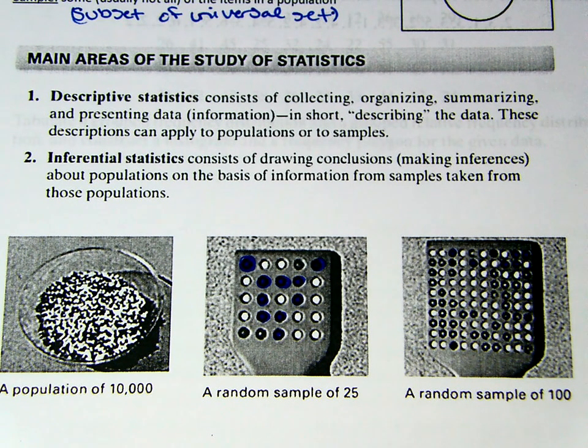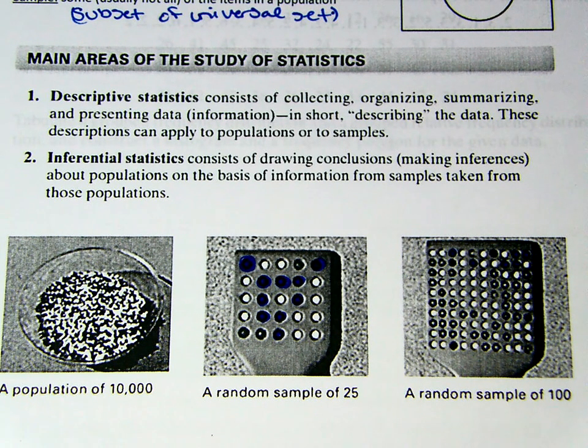Inferential statistics consist of drawing conclusions, making inferences about the population based on the information from the samples taken. And so we can infer, which isn't always safe, but you can make some inferences or assumptions of a population based on what they give you as information.